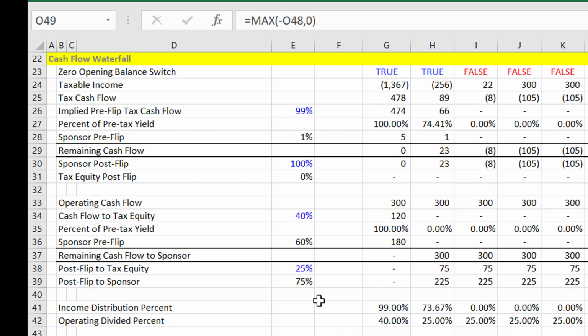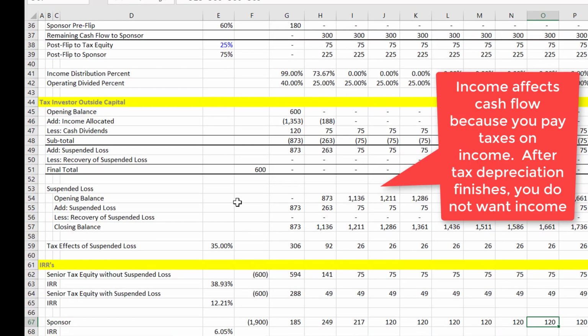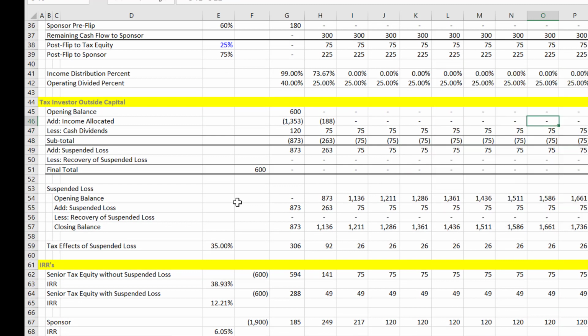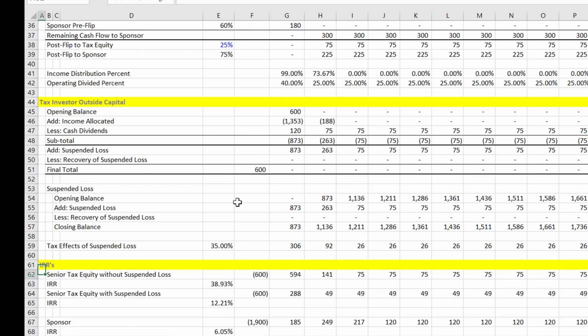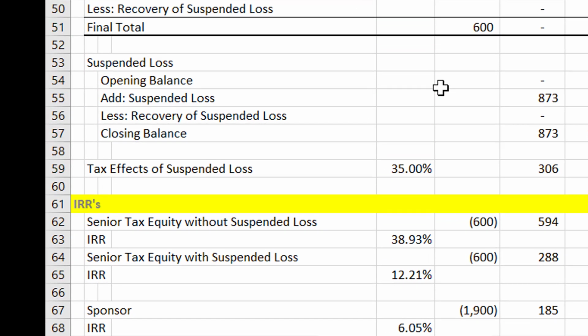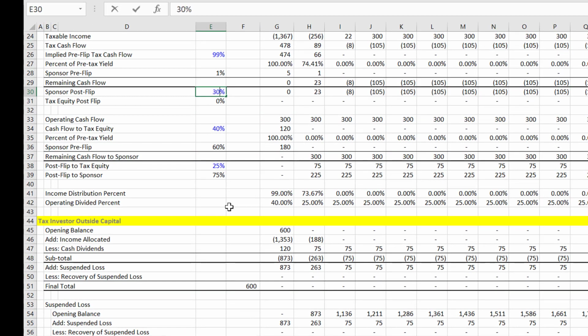flow. And they're never able to reverse the suspended loss because you need positive income greater than the dividends to reverse it. So we have a suspended loss here. I guess, I don't know what occurred. It could last forever. And so the IRR was pretty good, but the suspended loss killed you. Okay? So I'll put this one to 30 again.